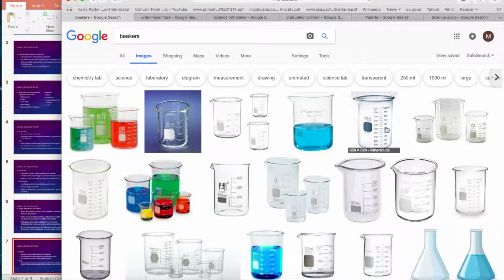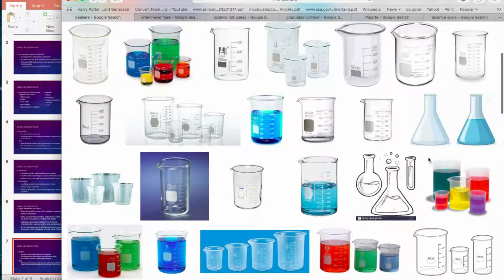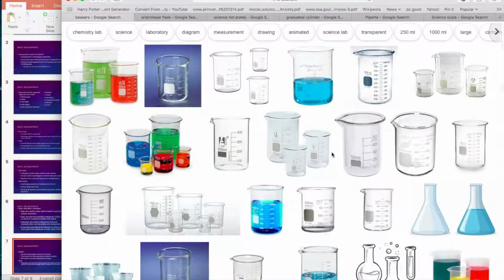Here's what a beaker looks like. You can tell it has markings on it for water. Alright. There's a 15 milliliter beaker. They can go up pretty large, just depending on what size you use.